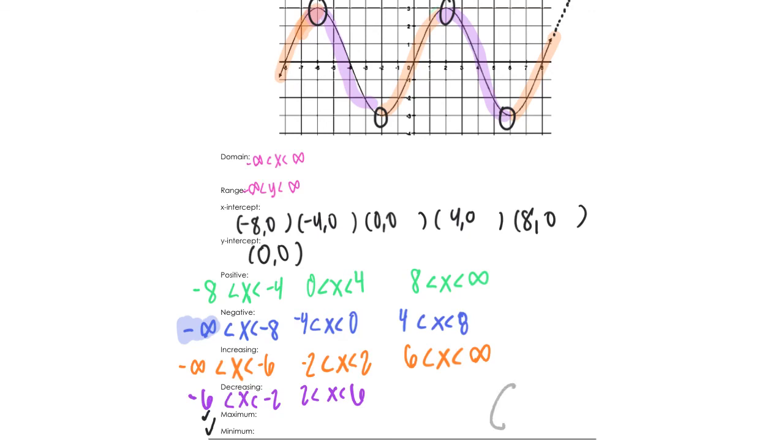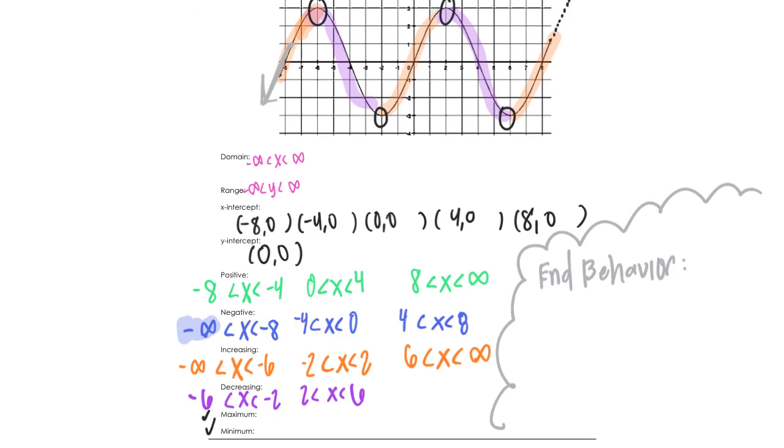The last thing we're going to describe is the end behavior. I didn't put it on there, so we're just going to write it out. On the left side of the graph, there's an arrow. On the left side of the graph, what are those x's going towards? In terms of x, they are going towards negative infinity. The y's are going down, so we'd also say negative infinity.